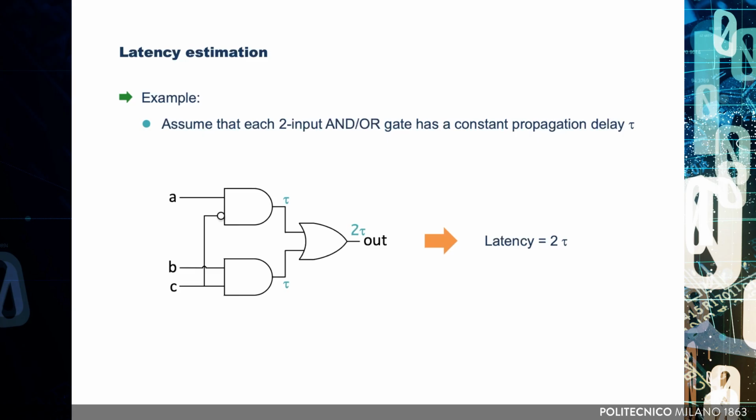Let's look at an example. Assume that each 2-input AND/OR gate is assigned a propagation delay of tau and NOT gates have a delay of 0. For the circuit shown here, the estimated latency would be 2 tau, since the longest path from the inputs to the output passes through 2 gates, each with a delay of tau.